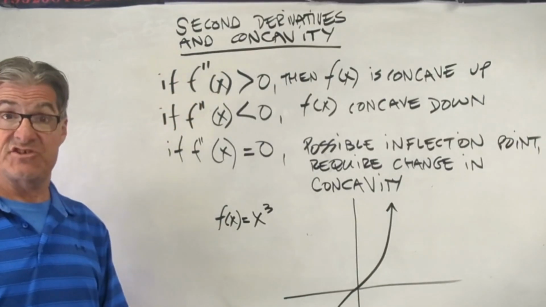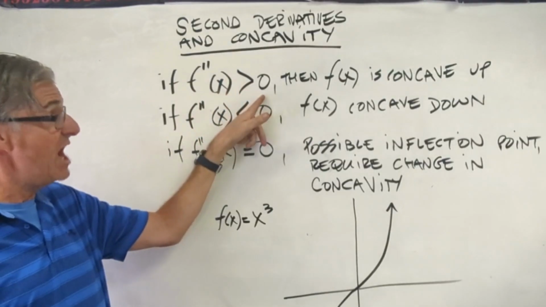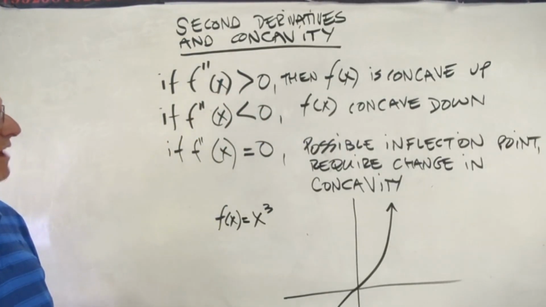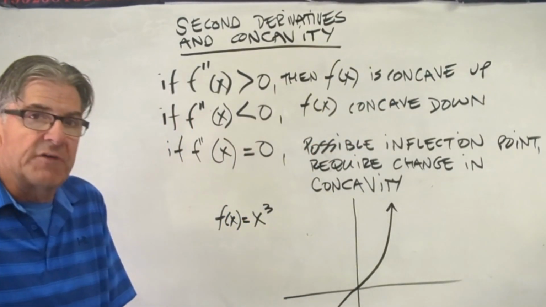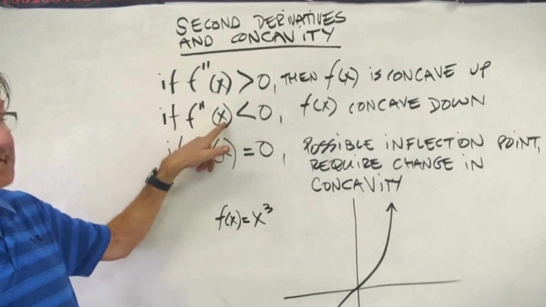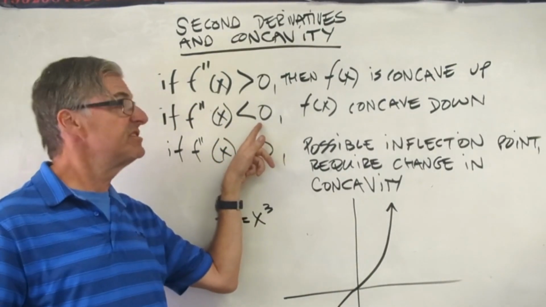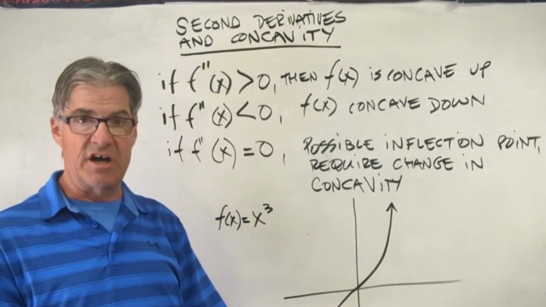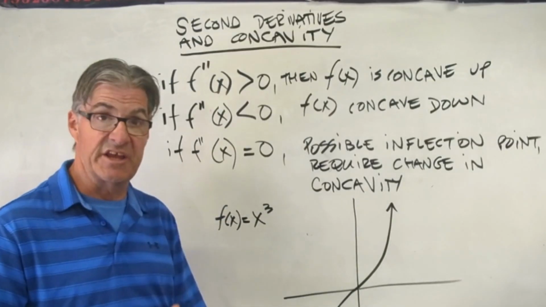If the second derivative for some value of x is positive, greater than 0, then at that portion of the graph, f of x is concave up. So that means the curve is facing upward. If for some x, the second derivative is negative, less than 0, then that portion of the graph is concave down. Okay? So this is what the second derivative is telling us.